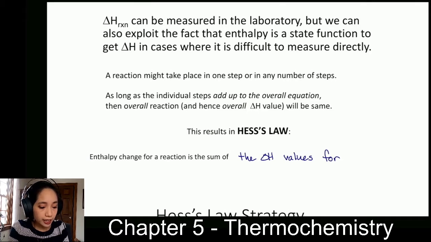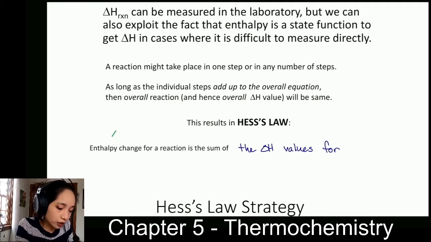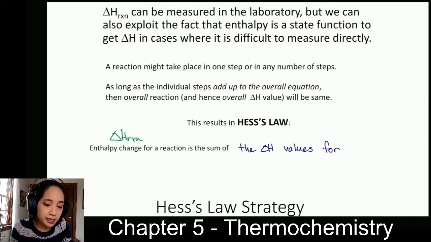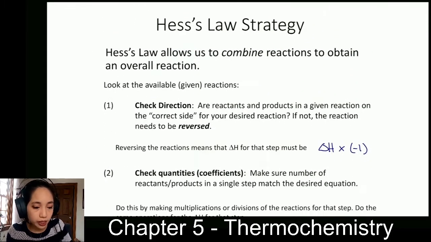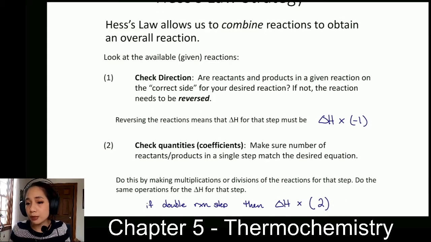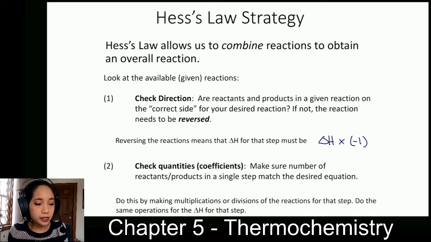So Hess's law is that the enthalpy change for a reaction that you calculate, so delta H of a reaction, is the sum of all of the delta H values for each step. Those steps can come from literature values that we are given. I can give them to you on an exam, or you can look them up on tables. So let's look at the strategy of using Hess's law and combining multiple steps to get to an overall chemical reaction.